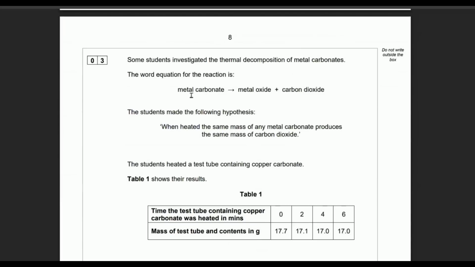What was their hypothesis? When heated, the same mass of any metal carbonate. So what they need to do is heat 5 different metal carbonates, and do the same thing they're doing here, which is weighing it until it gets to a constant mass. Then no more gas is coming off, and we can see how we're doing. So I'm going to say using 5 different metal carbonates.